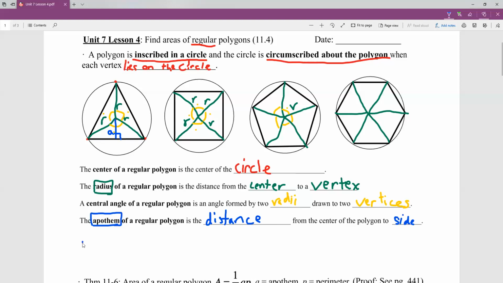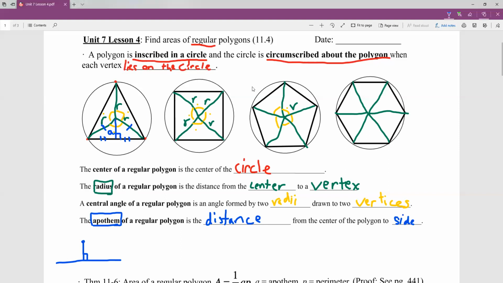Why is that? Well, at the very beginning of the year, we talked about the distance from a point to a line. And the shortest distance from a point to a line is the perpendicular line drawn between that point and the line. So that's where the apothem comes from. Also, if you look at this triangle with the 2 radii, it makes an isosceles triangle, right? Because these 2 sides both have a length of the radius, which means that the apothem also bisects that bottom side.